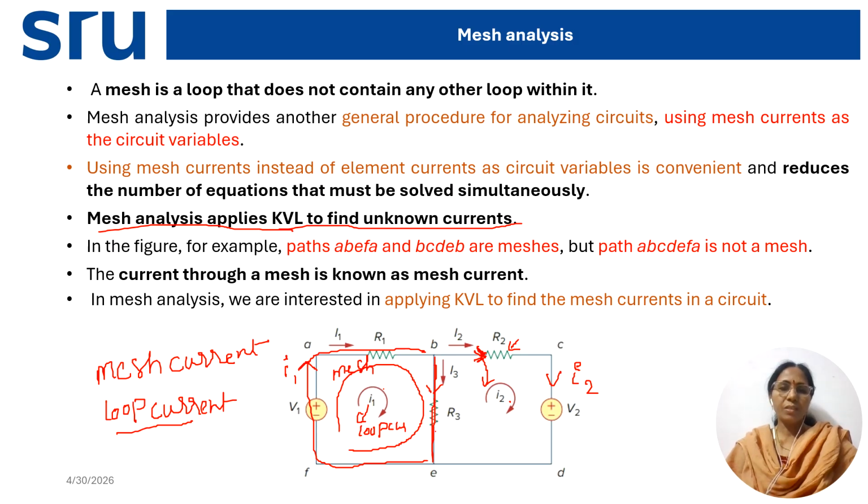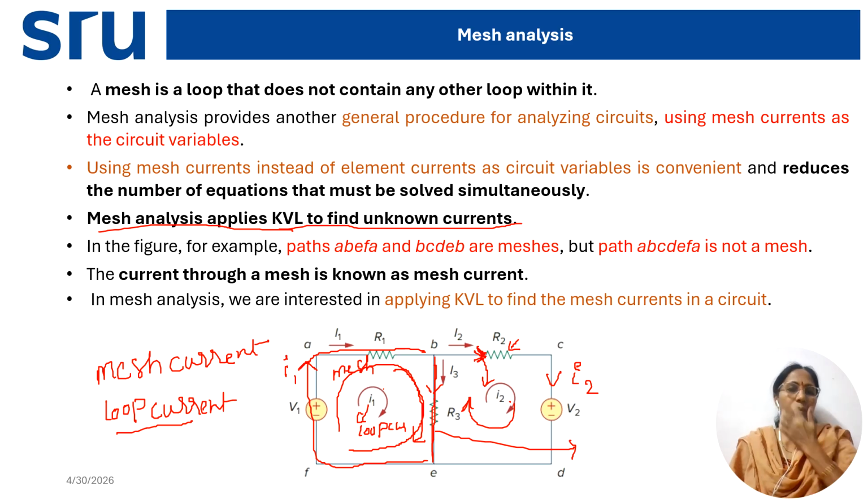So how do you get this current? It is taken as the difference between the two currents, because it depends on the direction of current you are taking in loop 1 and in loop 2. That we will see by taking one example circuit. Now look at this. Here I am taking one example circuit for mesh analysis.